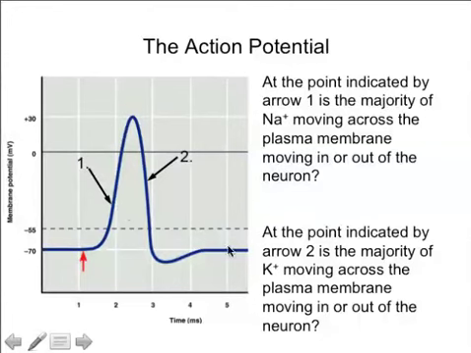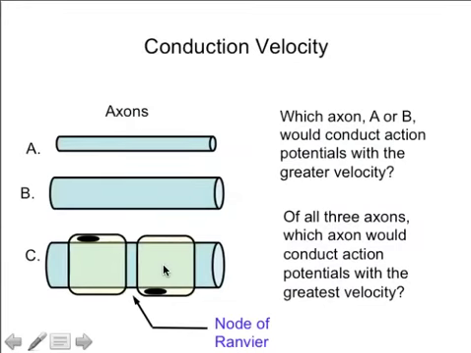Question number 2. At the point indicated by arrow number 2, is the majority of potassium moving across the plasma membrane in or out of the neuron? And the answer here, number 2, the majority of the potassium here is moving out of the neuron. This is what is bringing the membrane potential back down, actually past threshold and past resting membrane potential, all the way to the point where we hyperpolarize. Okay. All right.